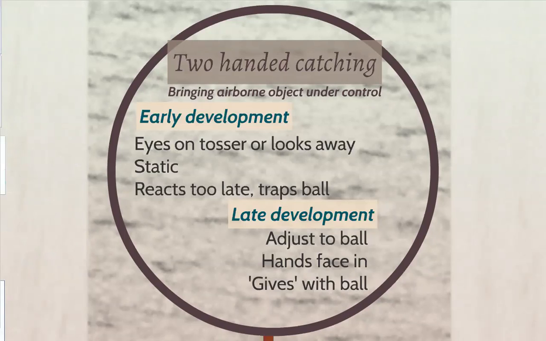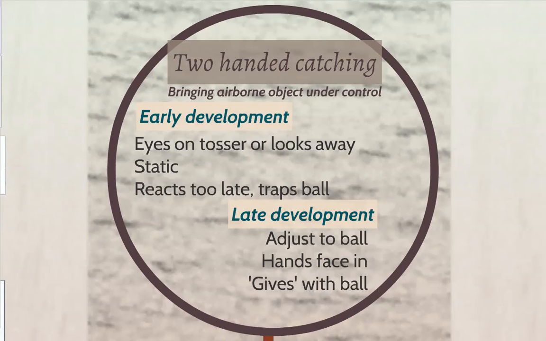The same thing, they're not stepping towards the ball in the early development, and a lot of times they react too late, so they don't react to the ball until it hits them, and so it's going to either bounce off or they may end up kind of rolling the ball into them and trapping against their body. They're not just able to catch it with their hands in early development like they are in late development.